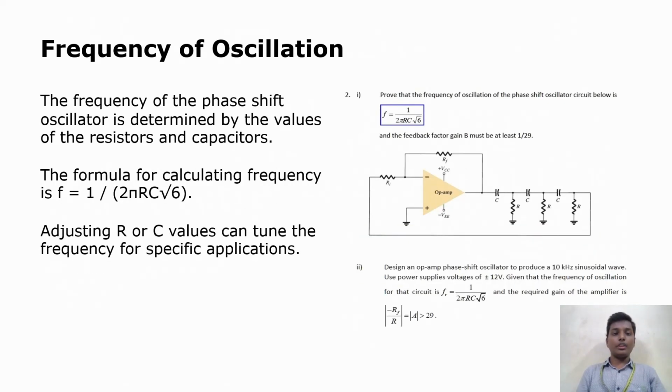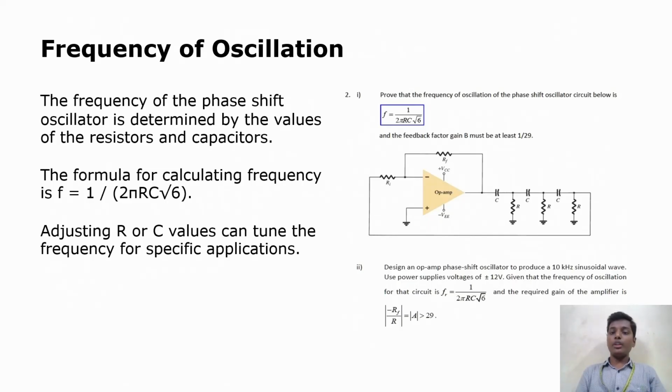Frequency of oscillation. The frequency of a phase shift oscillator is determined by the values of resistors and capacitors. The formula for calculating the frequency is f = 1 / (2πRC√6). Adjusting R or C values can tune the frequency for specific applications.